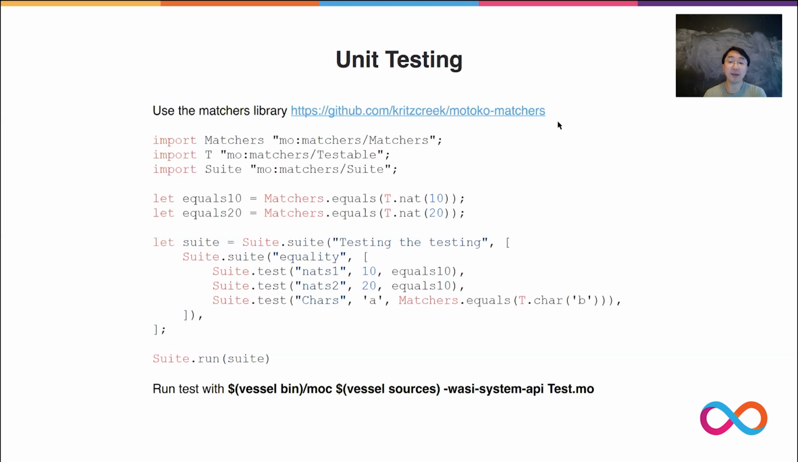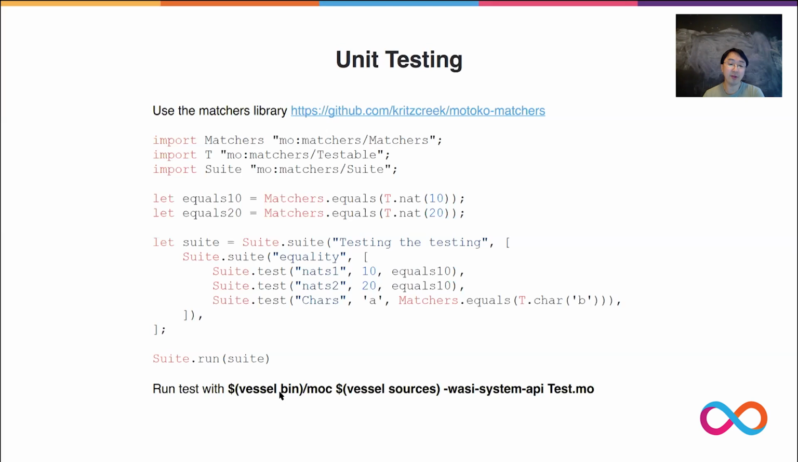Christoph, a DFINITY engineer, has provided a convenient testing library, which is called Motoko matchers. So here's an example of using the matcher. I won't go into detail, but if you use vessel, the matcher will be installed by default. So you can use that. And when you want to run this test, you can basically run this command line.